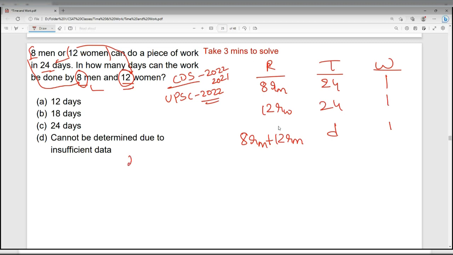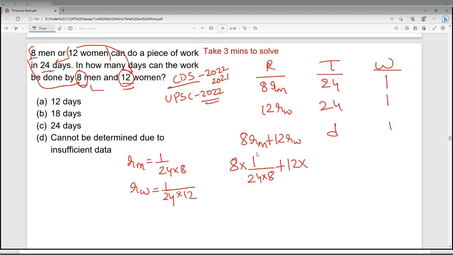So we have this RM is equal to 1 by 24 into 8. Sorry, this is RW. RW is equal to 1 by 24 into 12. So we have this 8 into RM is 1 by 24 into 8 plus 12 into RW is 1 by 24 into 12 into D is equal to 1. This is from this equation.